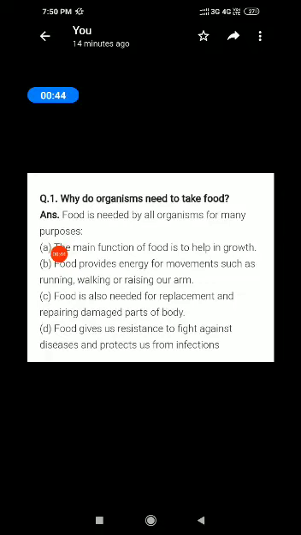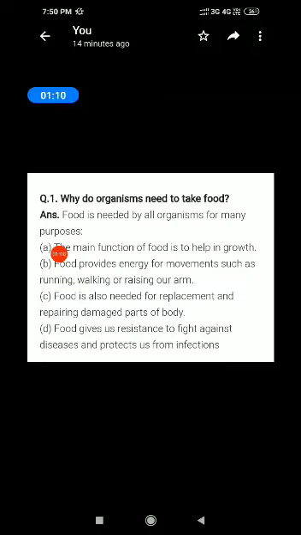The main function of food is to help in growth. Food provides energy for movements such as running, walking, or raising our arm. Food is also needed for replacement and repairing damaged parts of the body. Food gives us resistance to fight against diseases and protects us from infections.